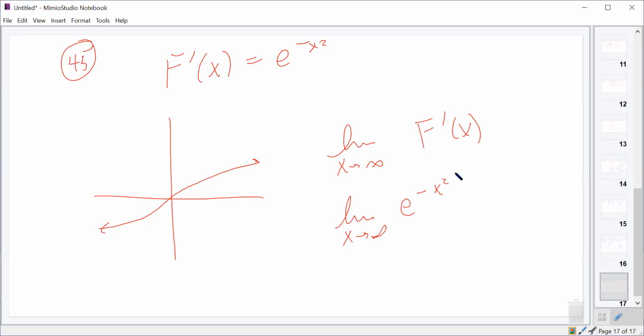I think this is the one that they made a typo in, because if you just look for the limit as x approaches infinity of e to the negative x squared, that's just e to the negative infinity, which is 1 over e to the infinity, which should just be 0, and that's not an answer choice. I remember having this issue with this one. What did they say the answer choice was?